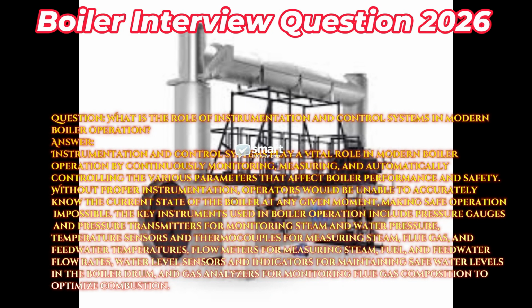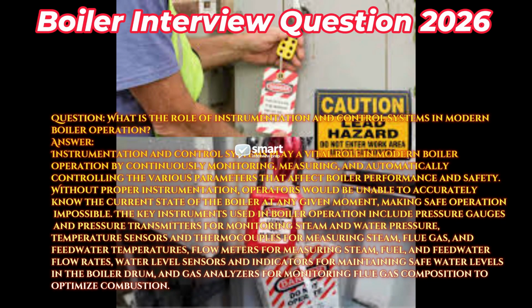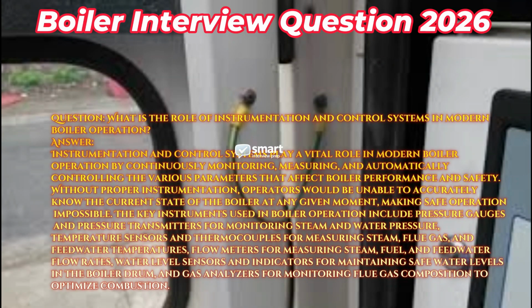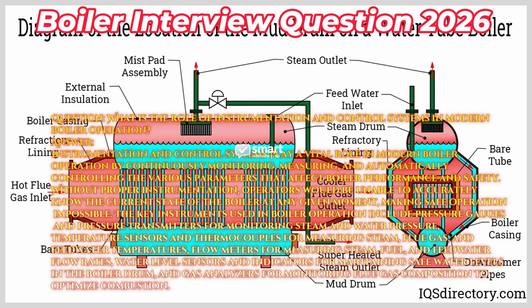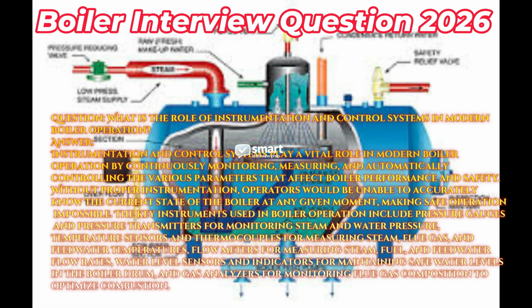The key instruments used in boiler operation include pressure gauges and pressure transmitters for monitoring steam and water pressure, temperature sensors and thermocouples for measuring steam, flue gas and feed water temperatures, flow meters for measuring steam, fuel and feed water flow rates, water level sensors and indicators for maintaining safe water levels in the boiler drum, and gas analyzers for monitoring flue gas composition to optimize combustion.